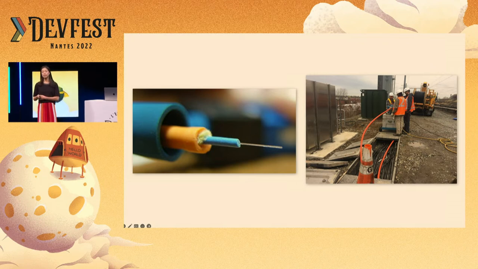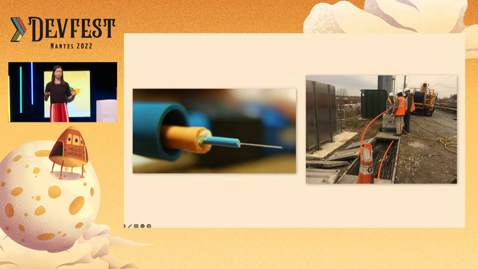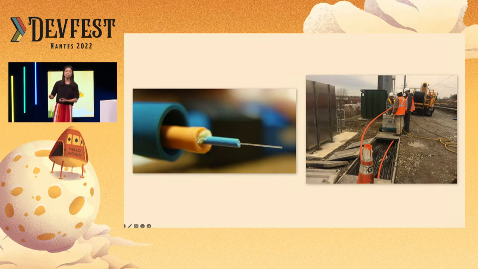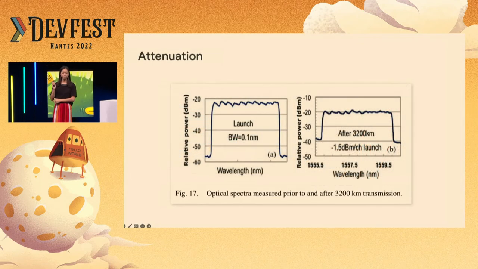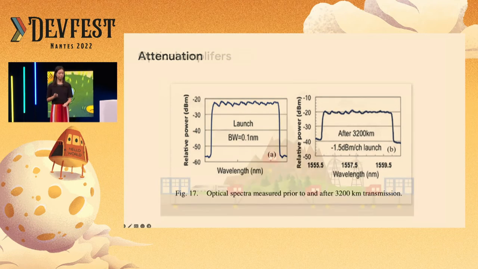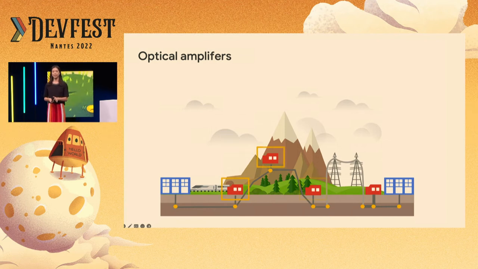Since these are basically lasers shooting light through fiber, inevitably the light diminishes over long distances. This is called attenuation. In one of our white papers, we studied the effect of attenuation, since the photons are traveling thousands of kilometers over our network. You can see here that after 3,200 kilometers, they do diminish quite a bit. So in this case we place optical amplifiers at hundreds of points over our network, in our terrestrial cable network and also in our subsea cable network. This helps boost the signal back up to make it to the destination.